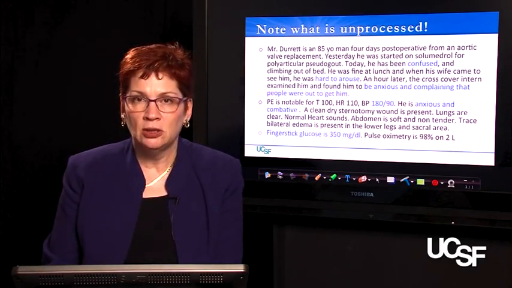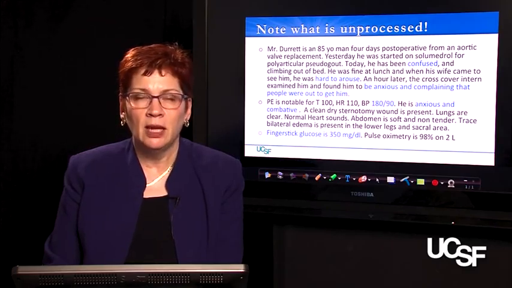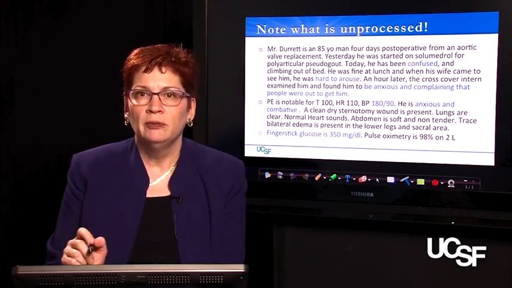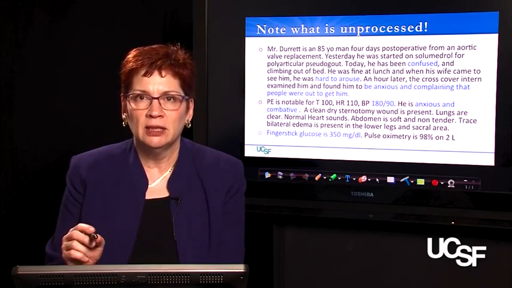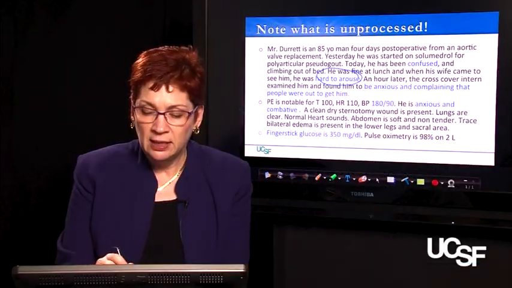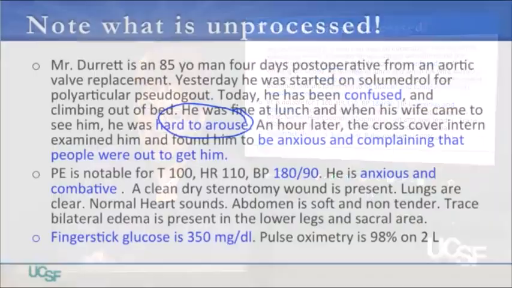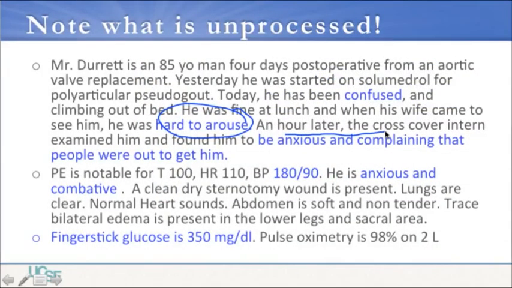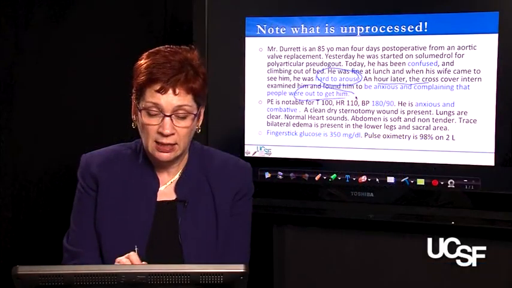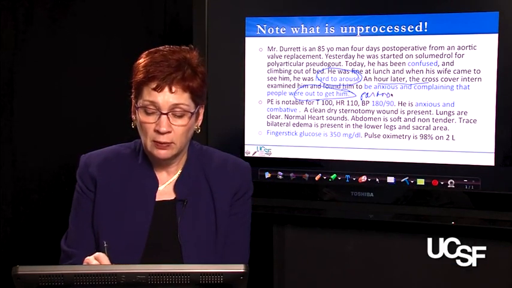I want you to note in this history what elements of it are unprocessed, because sometimes when a question is given to you, they deliberately don't process the key elements of the case. For instance, instead of saying he was stuporous yesterday, they said he was hard to arouse. Instead of saying that his mental status was waxing and waning, they actually described that for you. An hour later, the cross-cover intern examined him and found him to be anxious and complaining that people are out to get him. Again, that's a description of paranoia without processing it to paranoia.